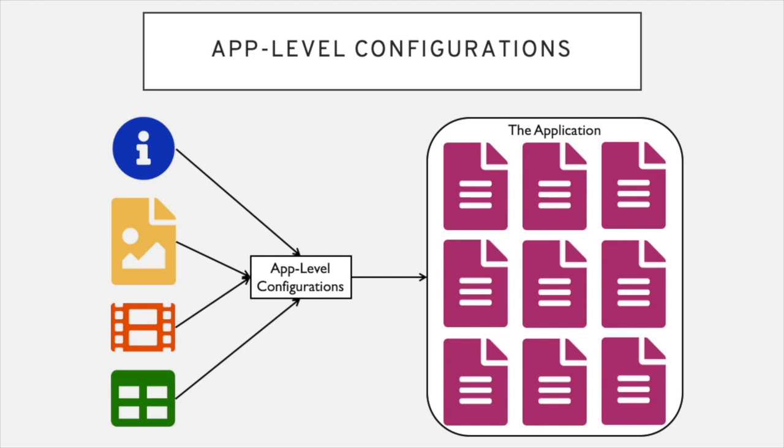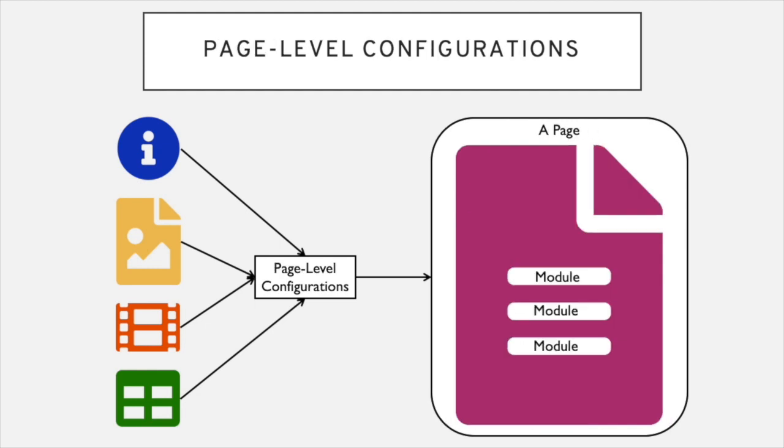The app level configuration is the broadest category of configurations and applies to the entire project unless overridden by page level or module level configurations. The page level configurations override the app level configuration and apply it to specific pages, that is products and categories, unless overridden by module level configurations.